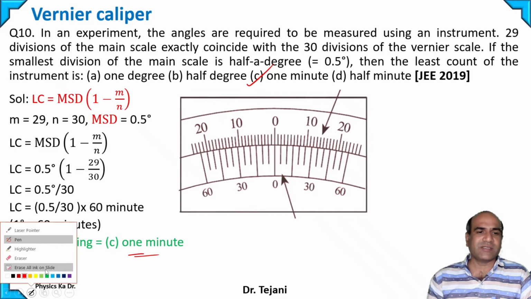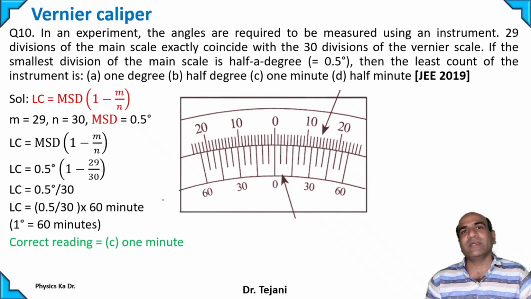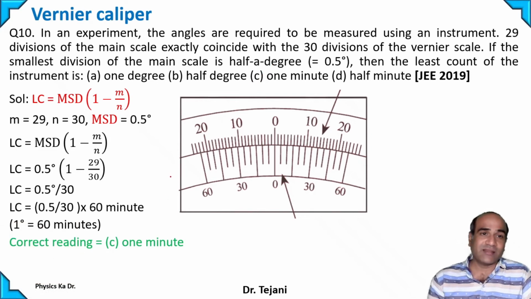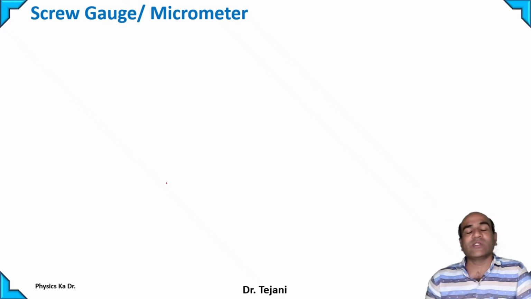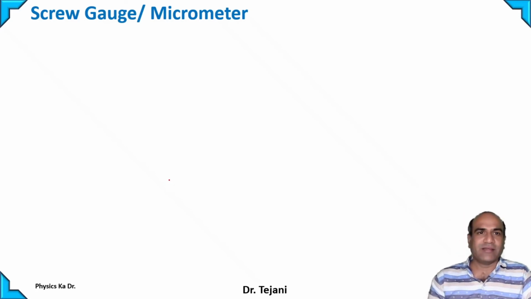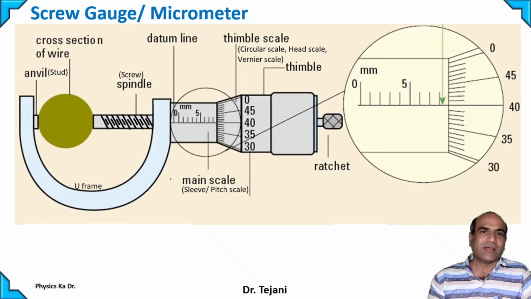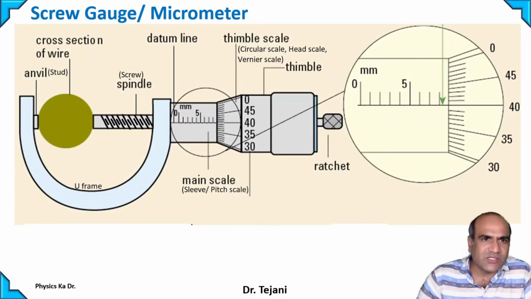This kind of question you find in the JEE as well as the NEET examination. Be ready for that. The next is the screw gauge. It is also known as a micrometer. In the case of Vernier calipers, the least count was around 0.01 centimeter. In the case of screw gauge, it adds one more zero. So let us first understand what a screw gauge is.